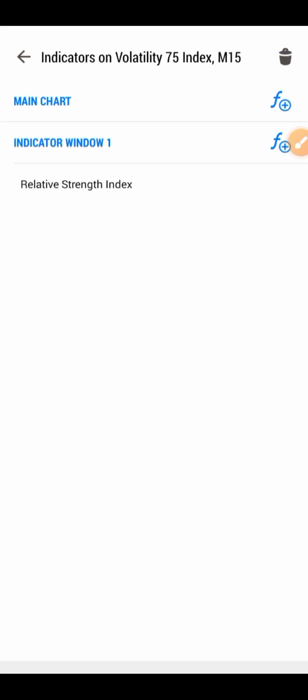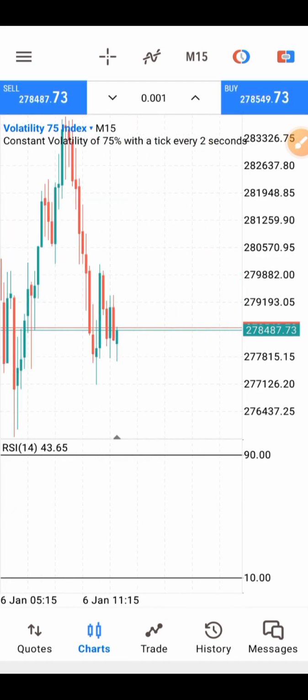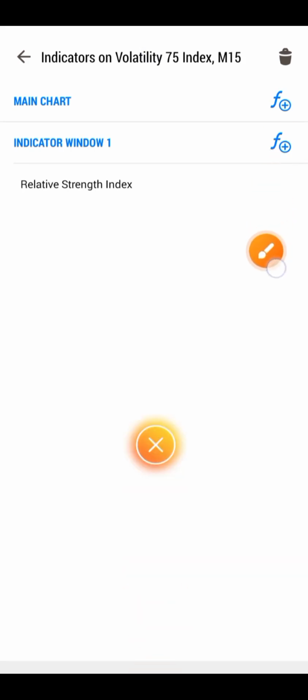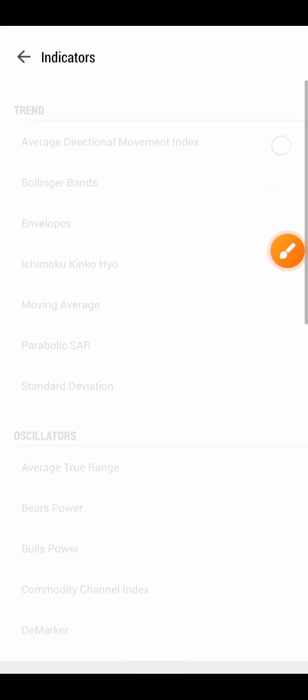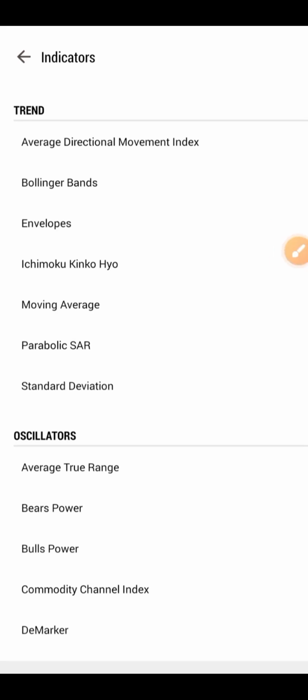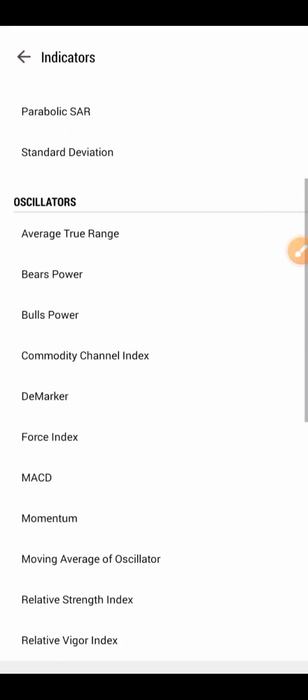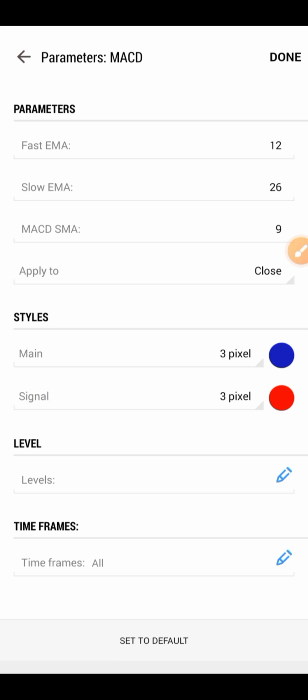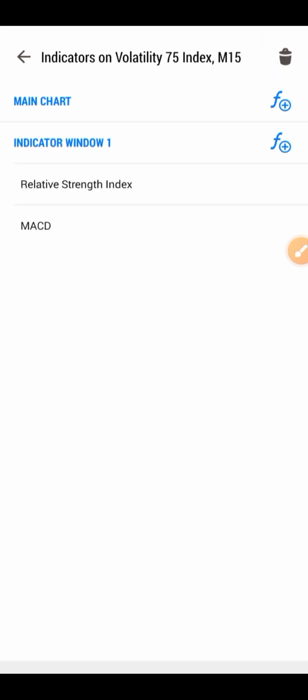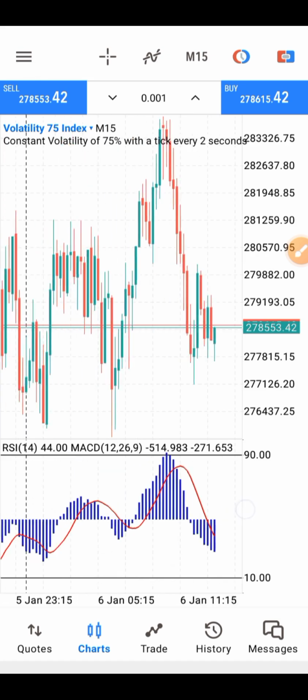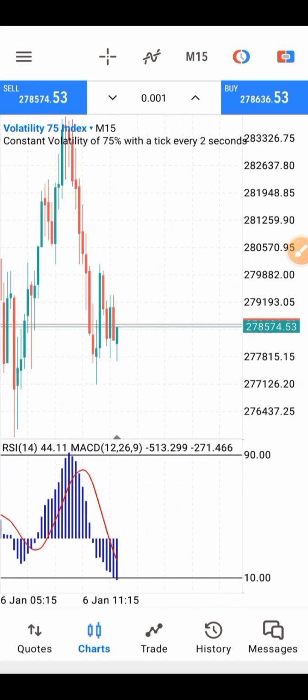After you have done that, if you go back to the main chart, you should be able to see your RSI empty like this. Then go back there again, then click on indicator window 1. Click on the F plus in front of the indicator window 1. Then now we are looking for MACD. This MACD is going to be the first setting. Then you can change all these colors if you like. Then click on done after that. So you should have something like this on your chart.